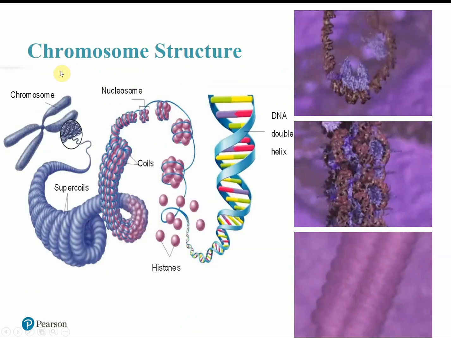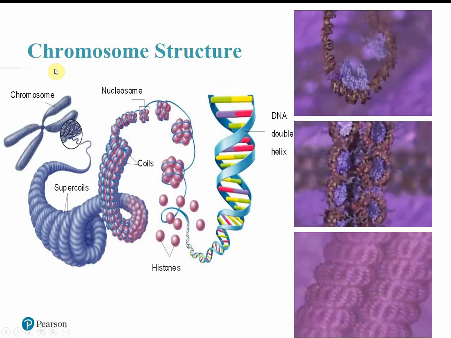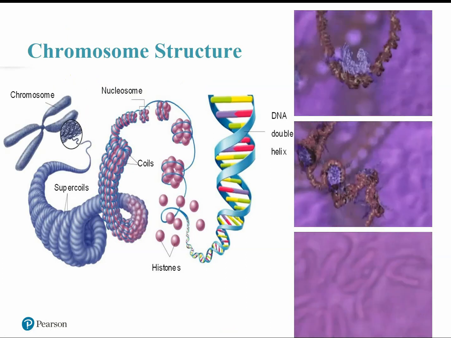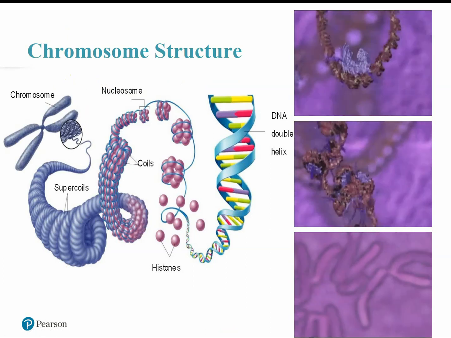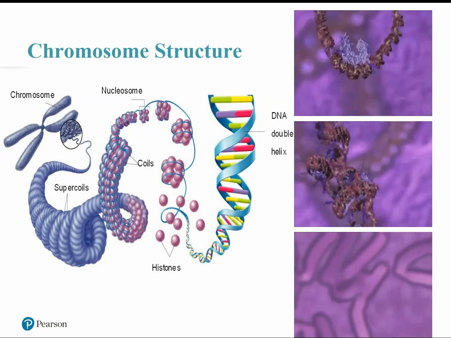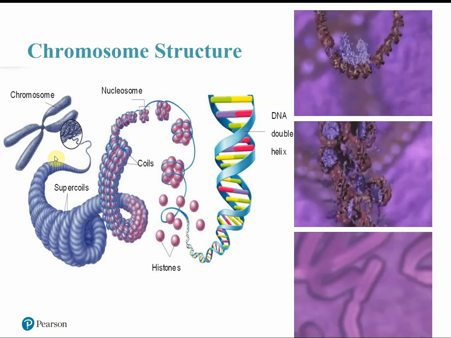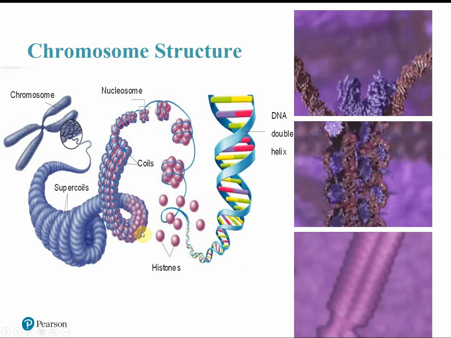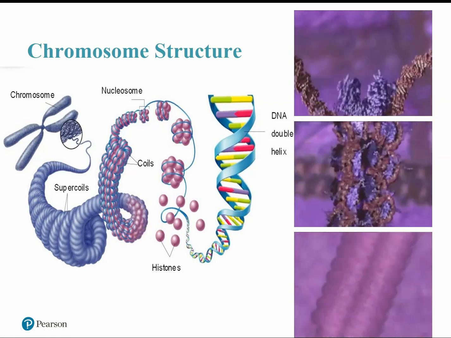So when the cell gets ready to divide, we have to package our DNA. So when the cell divides, we're splitting up the DNA. We don't want to leave any genes or pieces of DNA behind. So everything has to be packaged nice and neat and tight, so all the genetic information makes it to the next generation of cells.